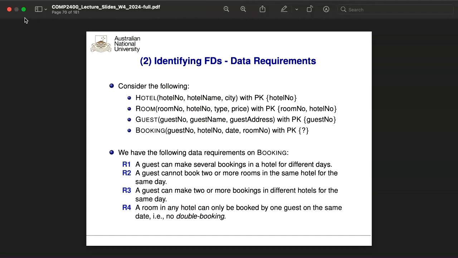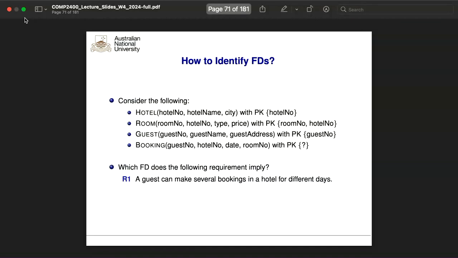Then the second case is we can identify function dependencies based on data requirements. So here is a simple example. Suppose we have some data requirements, R1, R2, R3, R4. Suppose these are given by your customers. That's what I want to be built into a database. So let's look into this.